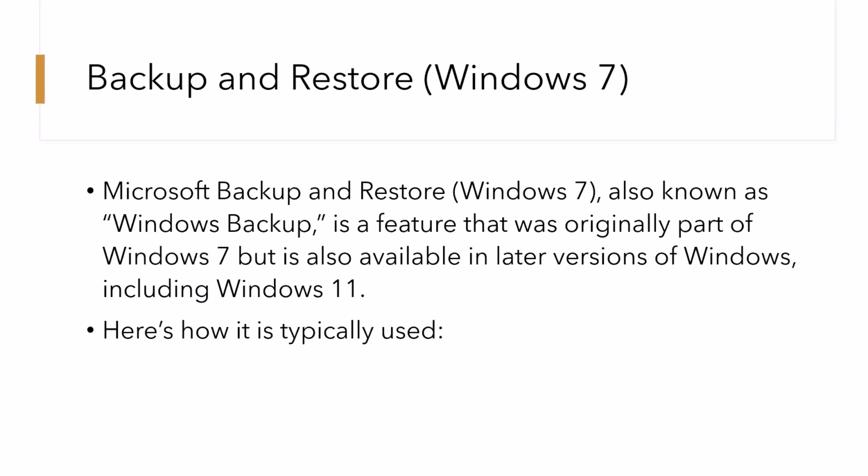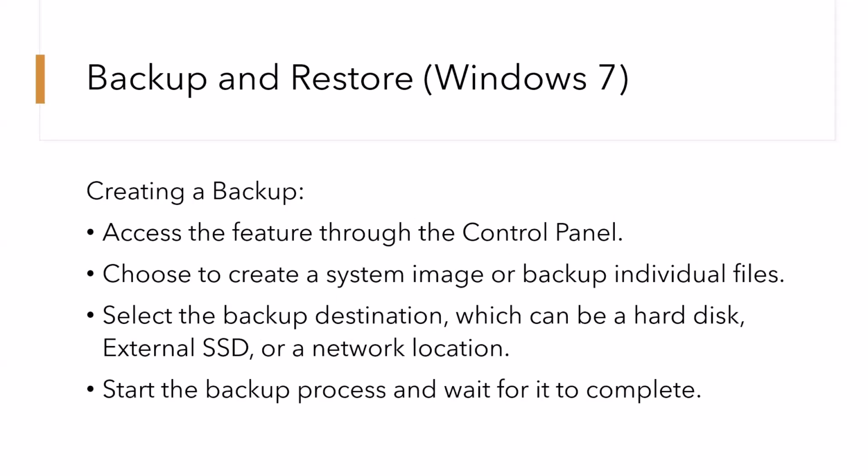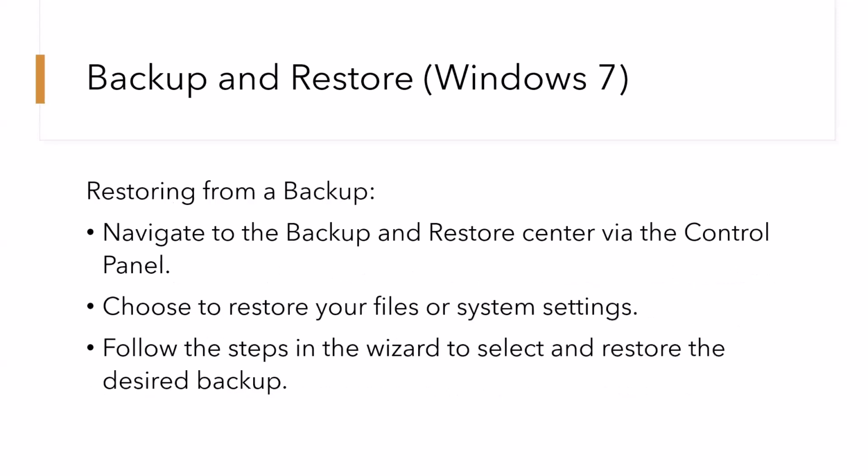Microsoft Backup and Restore, also known as Windows Backup, is a feature that was originally part of Windows 7, but is also available in later versions of Windows, including Windows 11. Here is how it's typically used. To create a backup, you access the feature through the Control Panel. Choose to create a system image or back up individual files. Select the backup destination, which can be a hard disk, an external SSD, or a network location. Start the backup process and wait for it to complete.